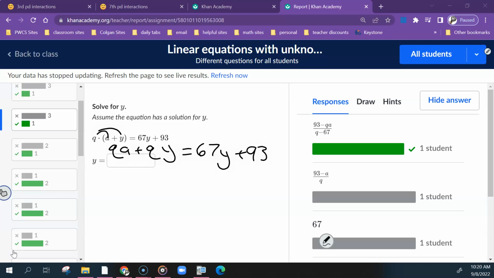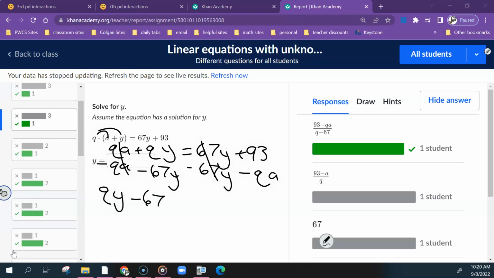Then I would need to get all of my y's on the same side and everything that doesn't have a y elsewhere. So I can move 67y over here or qy over here, it does not matter. Let's say I move 67y over. And then I'm going to get rid of qa and move it to the other side. So now I have qy minus 67y equals 93 minus qa. It gets confusing because you have a bunch of different variables. Just try to keep those all straight.